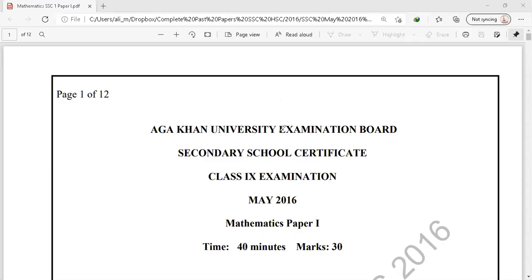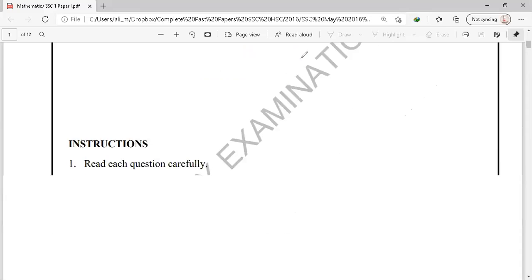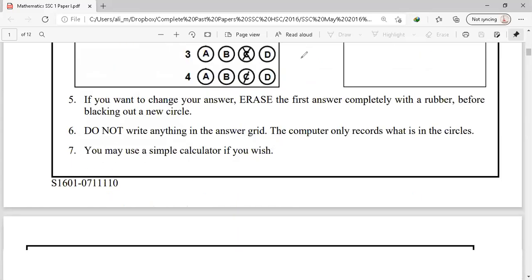आज इस वीडियो में हम AQAB एग्जामिनेशन मई 2016 का क्लास 9 का पेपर 1 सॉल्व करेंगे. सो लेट्स सी व्हाट वी हैव इन आवर क्वेश्चन नंबर 1.